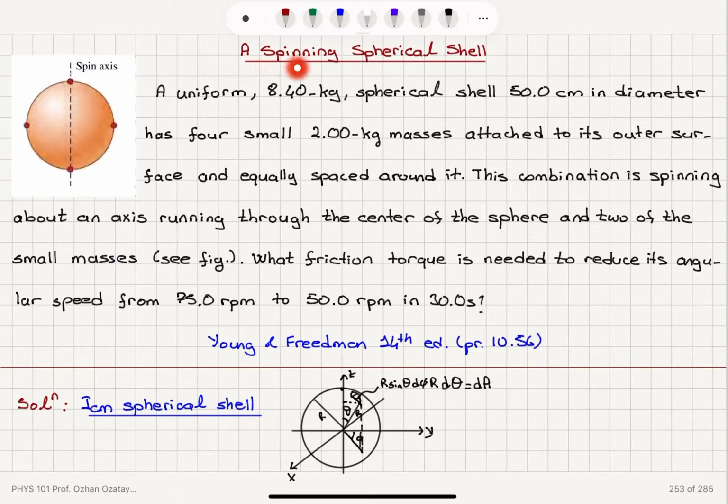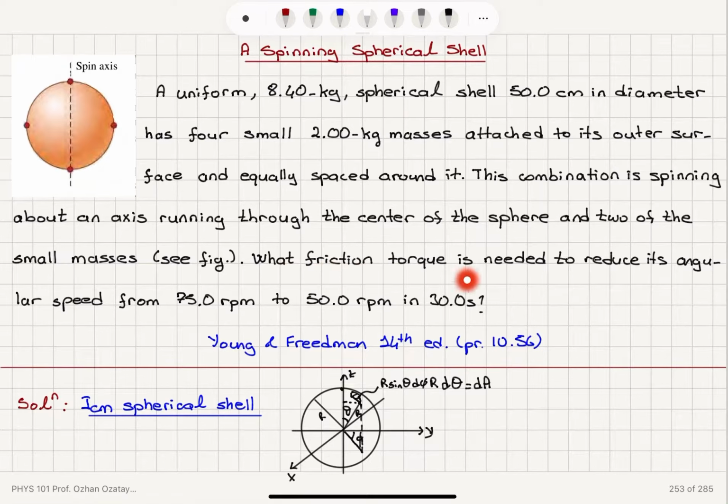A spinning spherical shell. A uniform 8.4 kilogram spherical shell, 50 centimeters in diameter, has four small 2 kilogram masses attached to its outer surface and equally spaced around it. So these are the four masses. This combination is spinning about an axis running through the center of the sphere and two of the small masses. So these two masses are on the rotation axis.